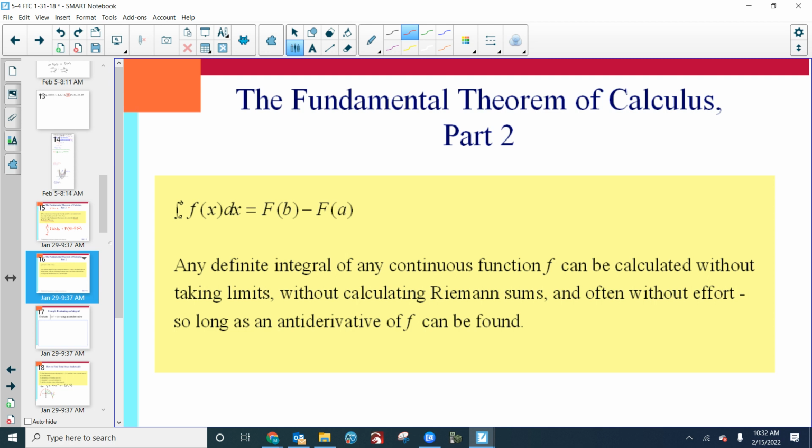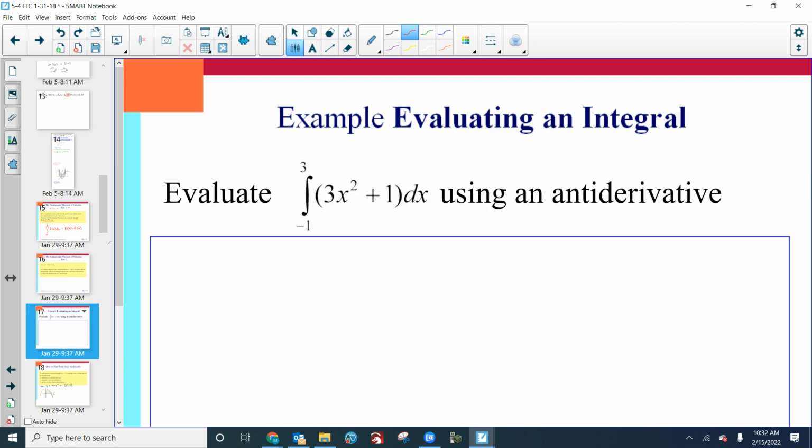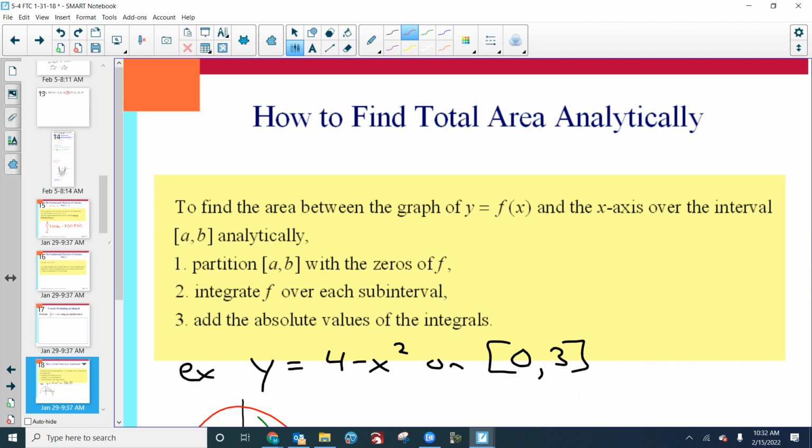Now, what is the requirement of f of x to be integrable? One requirement. Continuous. Good. I don't think we need to practice that. We did a lot of that before. One of the new things in this lesson, we started the lesson yesterday. We will finish today. How to find total area. Total area. In your notebooks, write down total area.